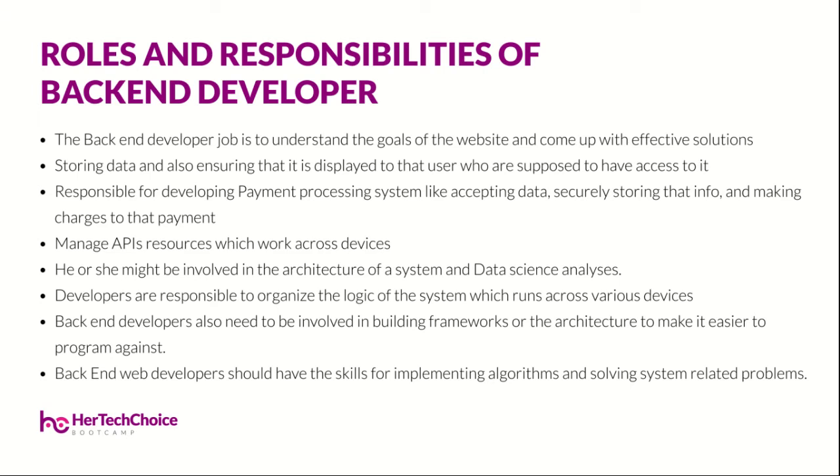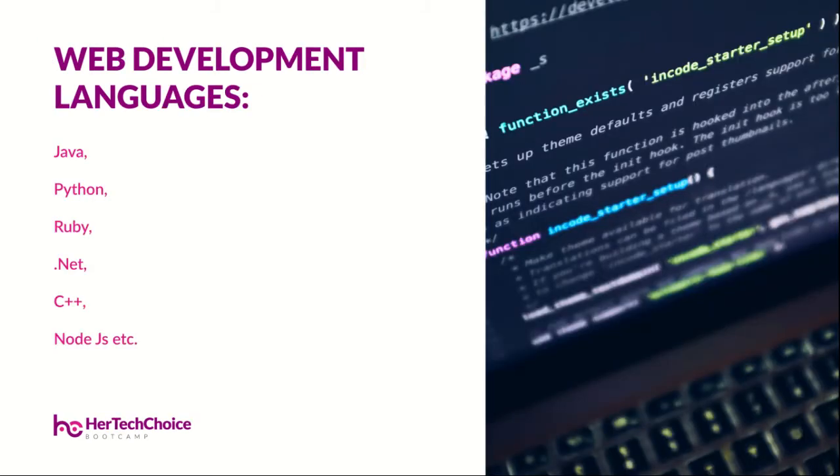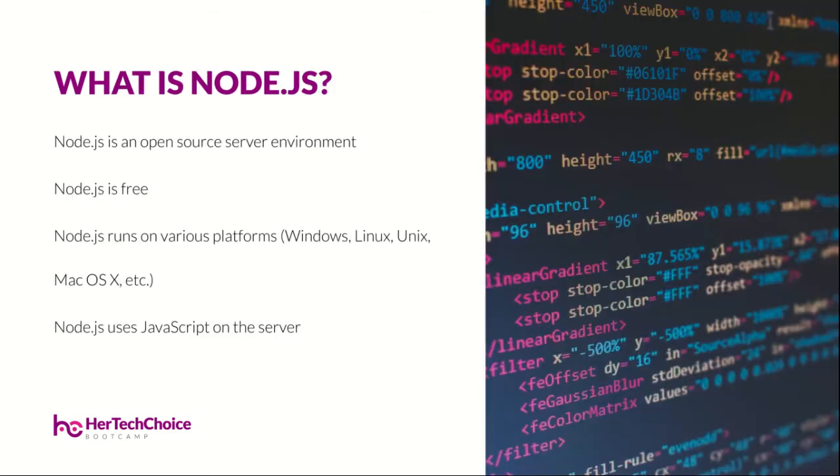Let's go on ahead to the backend development languages. As a backend developer, you have to understand at least one server-side language or backend programming language. Some of them would include Java, Python, Ruby, .NET, C, C++, Node.js, which is JavaScript. For this bootcamp, we'll be using JavaScript. We'll be using Node.js.